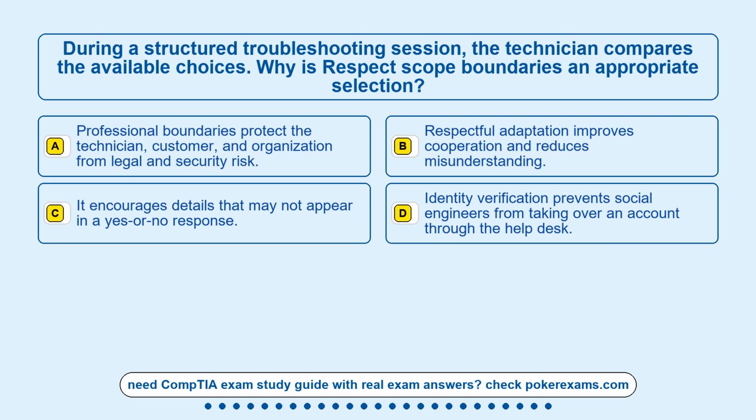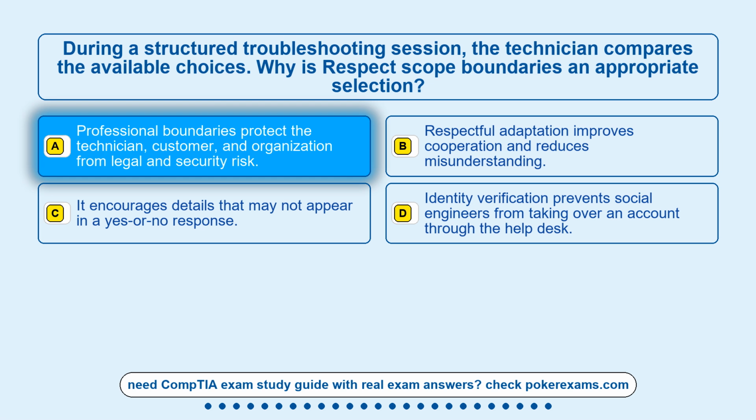Question 17. During a structured troubleshooting session, the technician compares the available choices. Why is respect scope boundaries an appropriate selection? Option A. Professional boundaries protect the technician, customer, and organization from legal and security risk. Option B. Respectful adaptation improves cooperation and reduces misunderstanding. Option C. It encourages details that may not appear in a yes or no response. Option D. The identity verification prevents social engineers from taking over an account through the help desk.